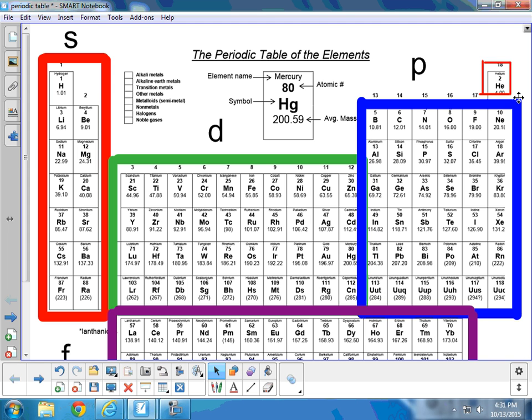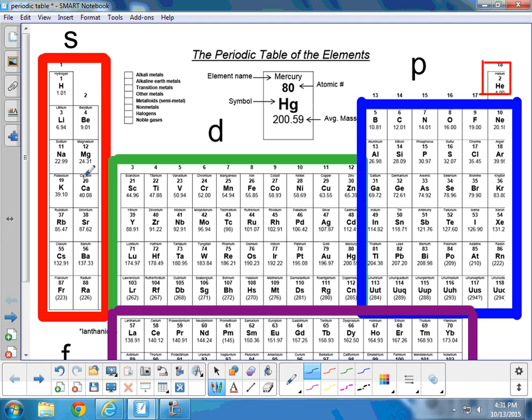All atoms want 8 valence electrons. And sometimes they give away electrons so that they can go to the next lower energy level. And some atoms gain electrons to get them all the way to 8. When we give away or gain electrons, this determines our charge.